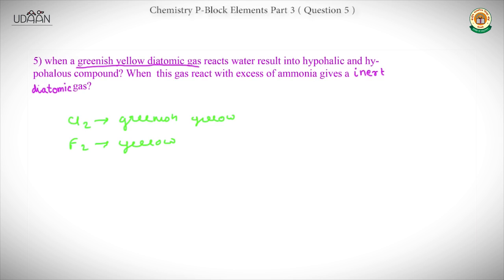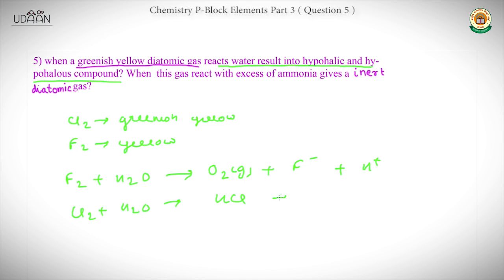So when it reacts with the water, it results into hypohalic and hypohalous compound. When fluorine reacts with water, we will get oxygen gas, fluoride ions, and H plus. And when we react chlorine with water, we will get HCl plus HOCl. Here it is written that we should get hypohalic and hypohalous compounds. But when we react fluorine with water, we are not getting any such acid. So we are rejecting fluorine.